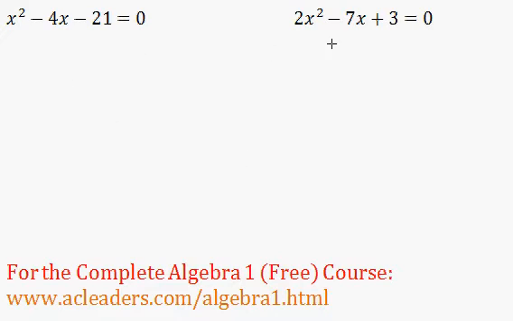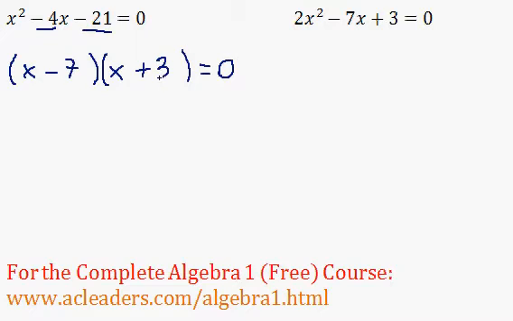Okay, now let's solve both these equations by factoring again. Here we have a trinomial, x squared minus 4x minus 21 equals 0. So we are looking for two numbers that multiply to negative 21 and add up to negative 4. Those numbers would be negative 7 and positive 3.